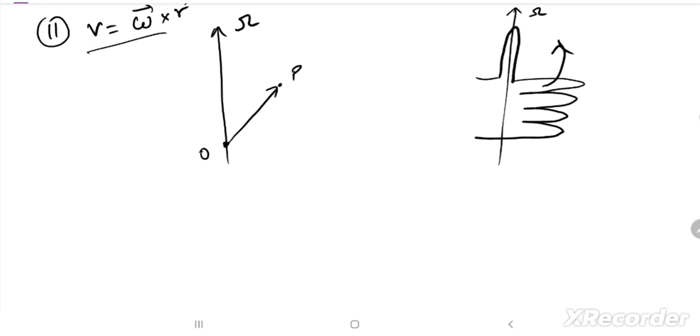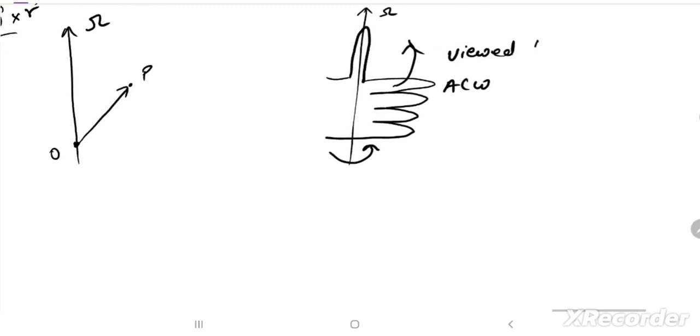Probably you can curl it inwards the paper in this situation. Basically, the direction of curl gives you the direction of rotation. So it will rotate in this direction. Basically, if you view from the top, it will rotate in anti-clockwise direction. If you view it from top, okay. So this is an important concept to be understood.